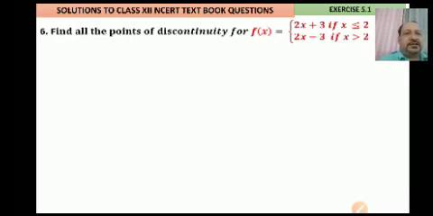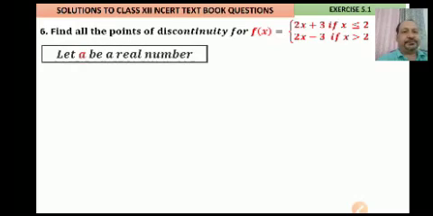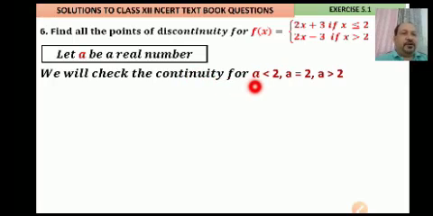It is question number 6. Find all the points of discontinuity for f of x equal to 2x plus 3 if x is less than or equal to 2, and 2x minus 3 if x is greater than or equal to 2. Let a be any real number. We will check the continuity when a is less than 2, when a is equal to 2, and when a is greater than 2.